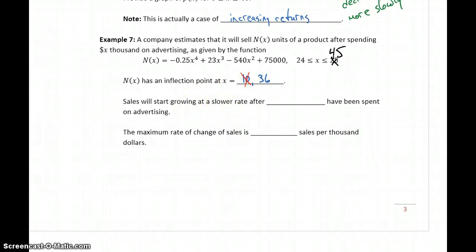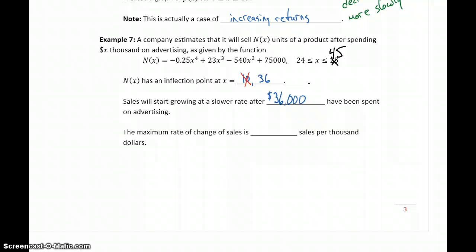This means that we'll see sales start growing at a slower rate after 36, which in this case is in thousands. So after $36,000 have been spent on advertising.